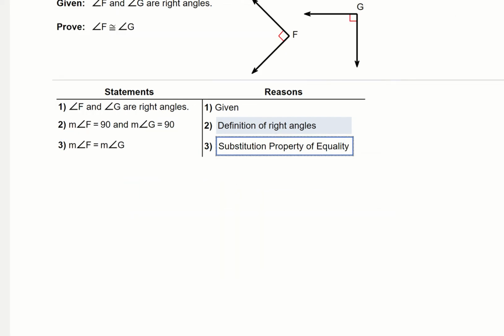You can also call this the transitive property because it's very similar. A equals B, B equals C, A equals C. So you can also call this the transitive property technically as well.